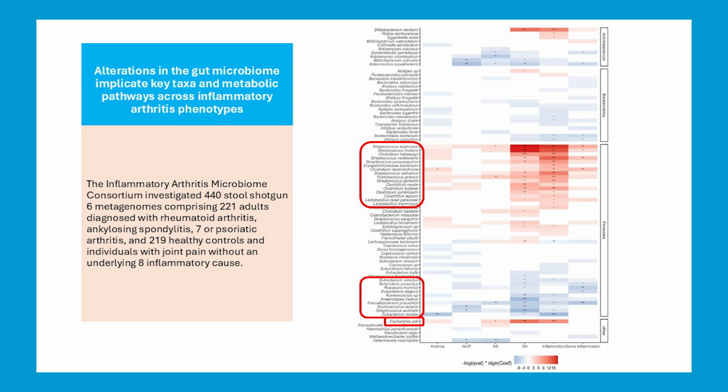Contrarily, for blue, or those taxa inversely associated with RA and inflammation, we see a number of the health promoters I often mention. Names like F. prausnitzii, Roseburia hominis, E. rectale, E. elegans, E. hallei, Anaerostipes hadrus, and species from Ruminococcus.